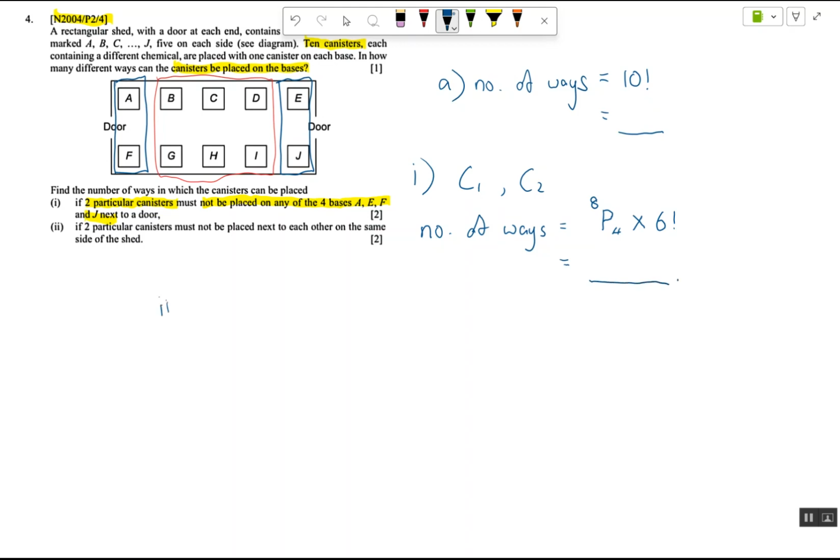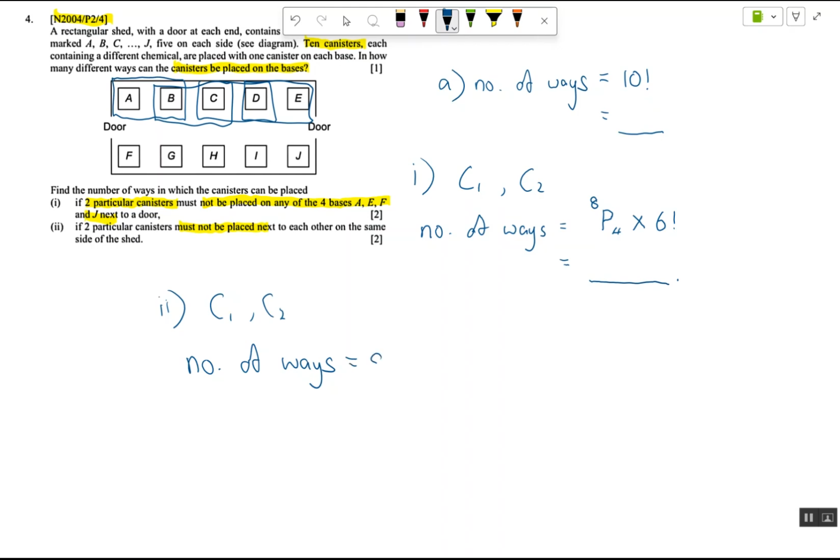Okay, so for part 2, if 2 particular canisters must not be placed together, we use the complement method. That means what happens if I assume that, again, let me use C1 and C2, that C1 and C2 can be placed together over here. Now C1 and C2 are in a group. How many options are there to move C1 and C2 around? There's 1. Now if I move to here, 2. Move to here, 3. Move to here, 4. And that will be the same as the other side.